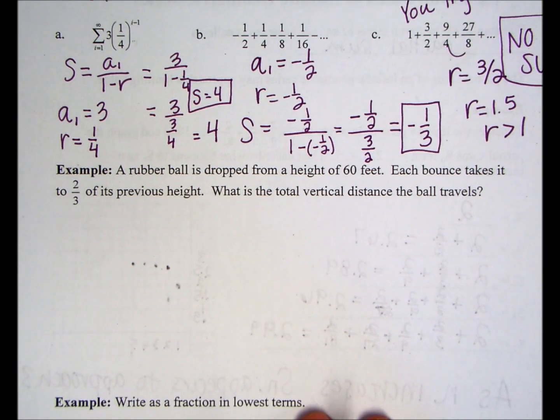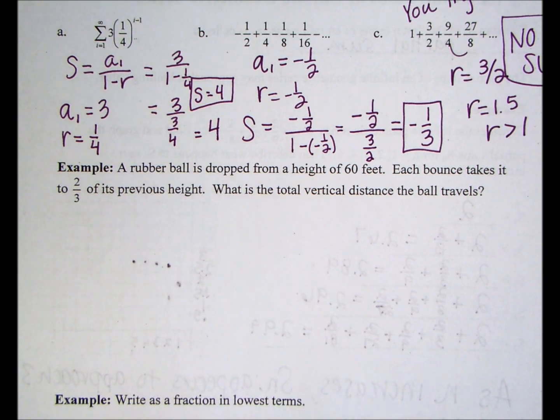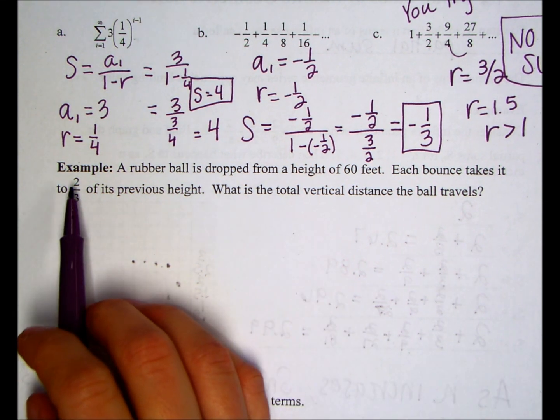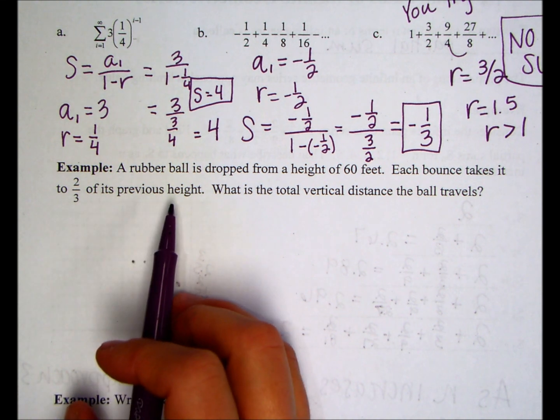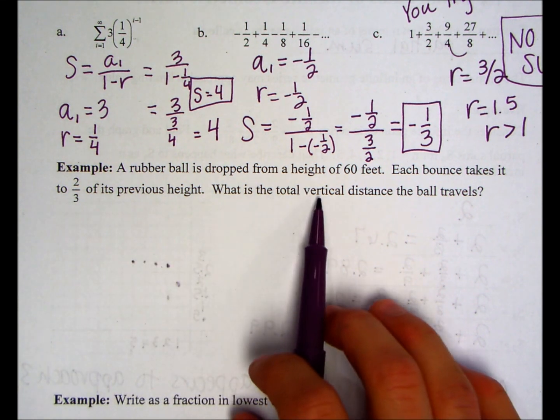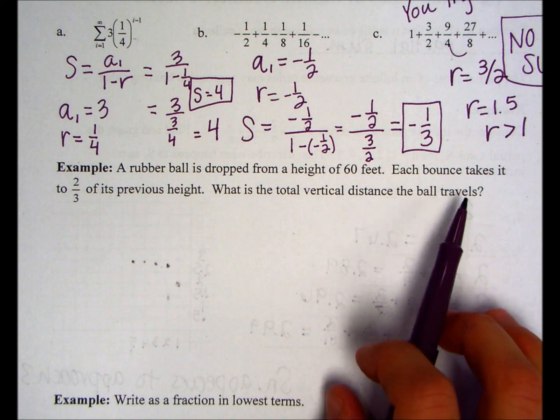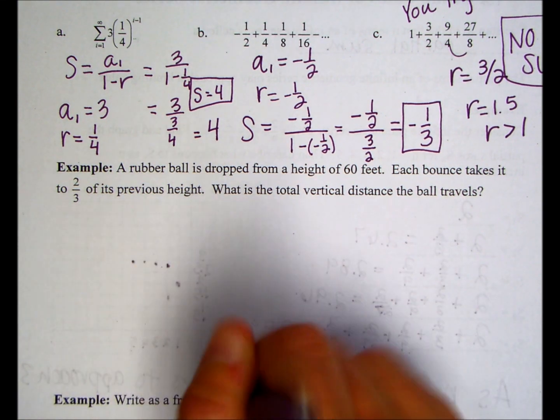Alright, if I look at this next example, it says a rubber band ball is dropped from a height of 60 feet. Each bounce takes it to 2/3 of its previous height. What is the total vertical distance the ball travels? So vertical distance meaning up and down.